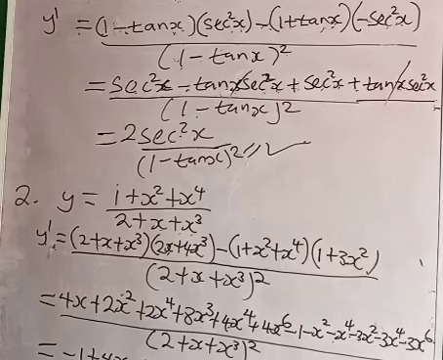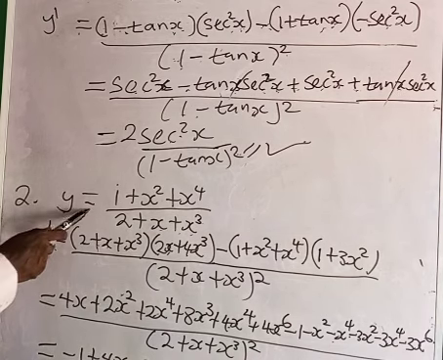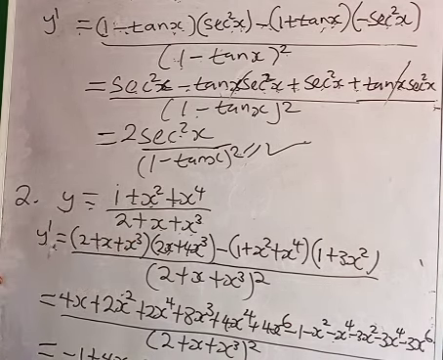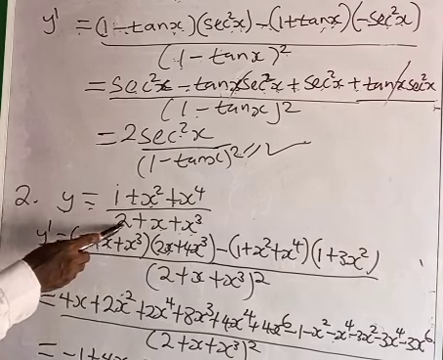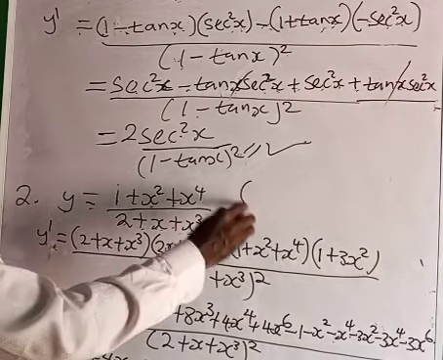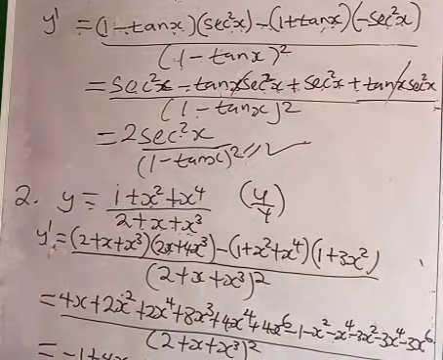Now we are looking at number 2 right away. Given y equal to 1 plus x squared plus x raised to power 4, all divided by 2 plus x raised to power 3. Again, this is a case of u over v. The same principle, the same approach.